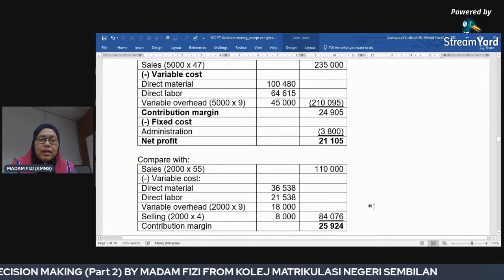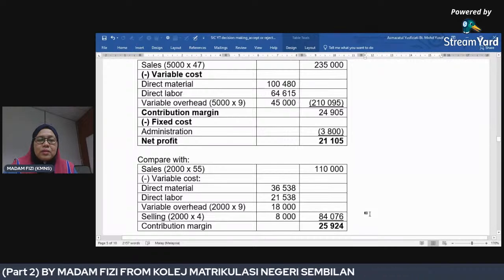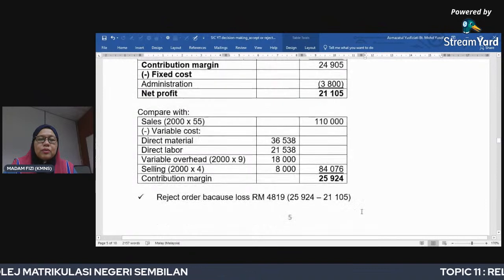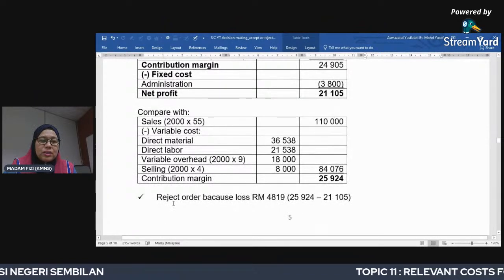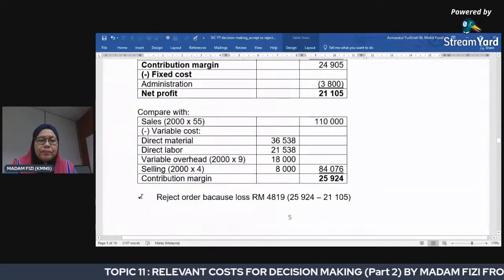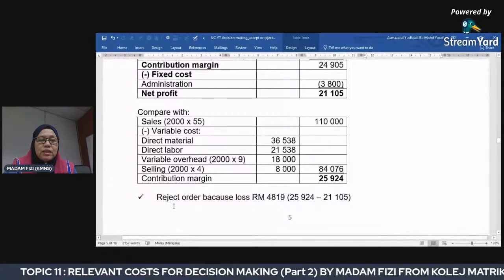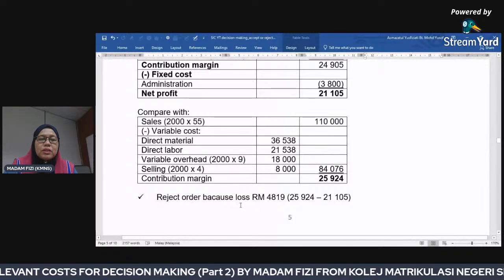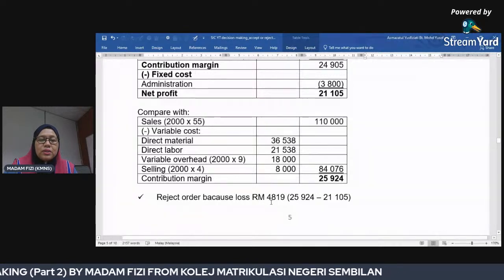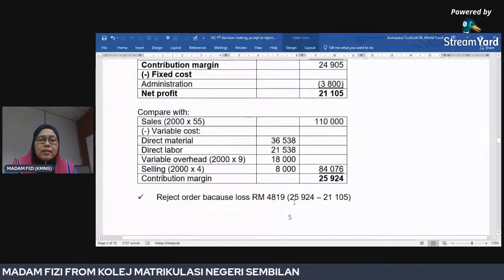Okay, here the fixed cost is unavoidable. So if you do the method 2, so what should we do? Okay, what is your decision? Same with the method 1. Okay, the decision is still the same. Okay, you should reject the special order because you suffer loss for 4,819.